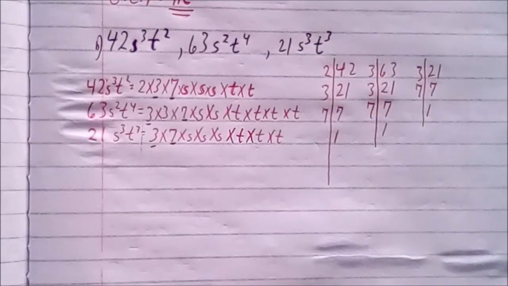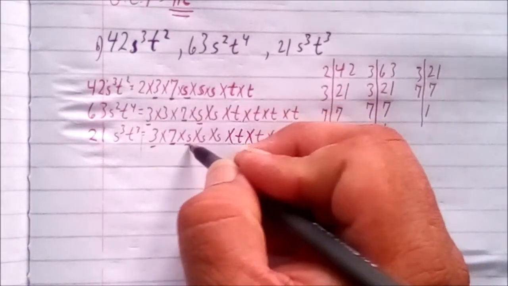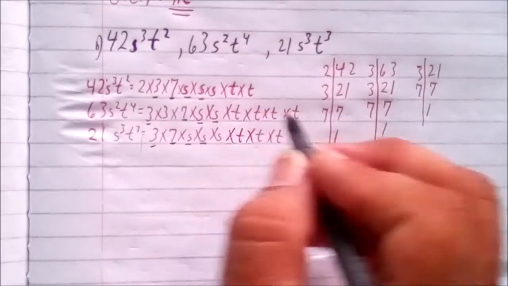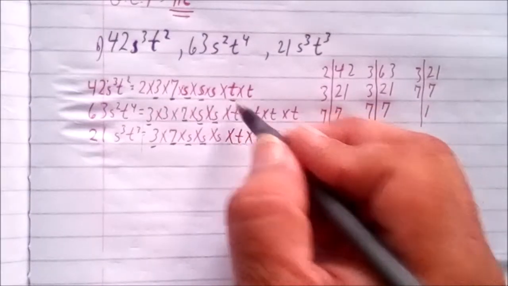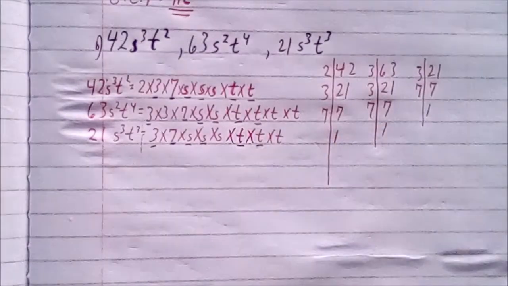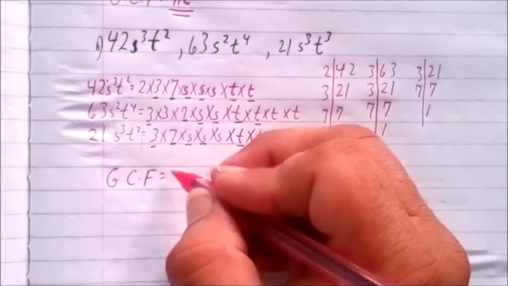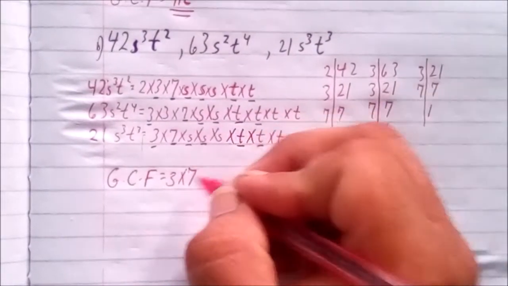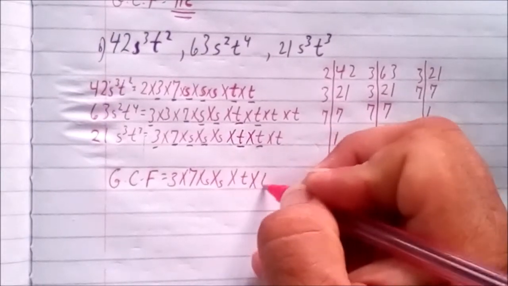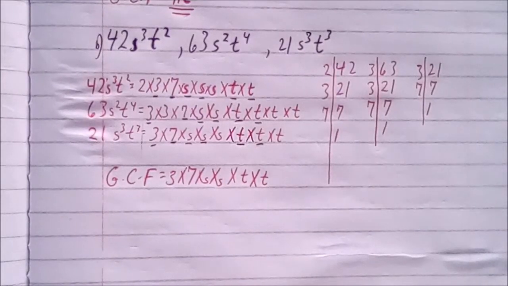Okay. How many s's are common in all of them? If you notice, there's 1, 1, 1. Next one, 1, 1. No more s's common in all of them, so we cannot mark any more s's. t is now 1t, 1t, 1t. 1 next t, t, t. Therefore, we can say that the GCF is actually 3 times 7 times s times s times t times t. Okay, so that's our value for that one there.